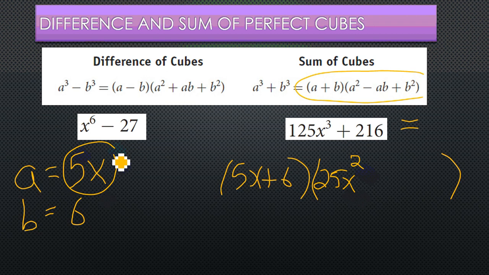And then we're going to use a minus sign. A times b would be 30x, and then we're going to do b squared, which would be 36. And that's how we do the sum of cubes.